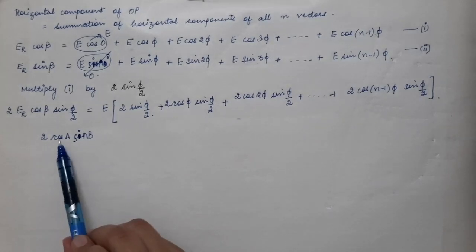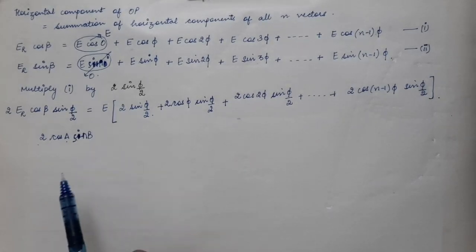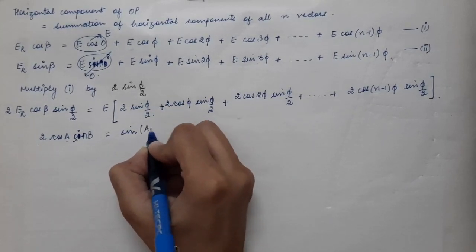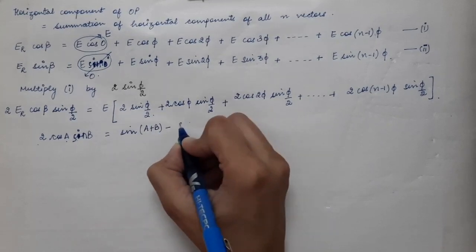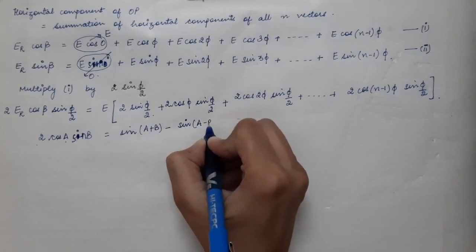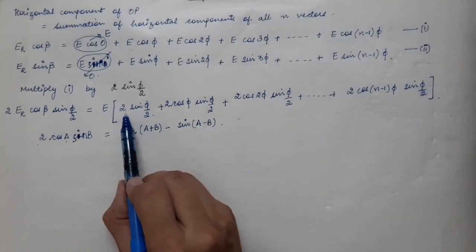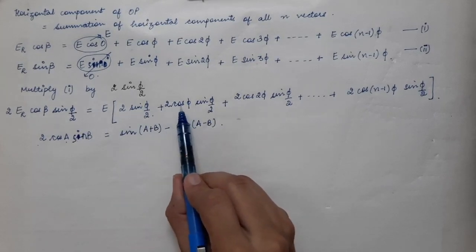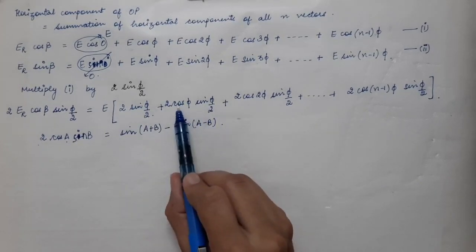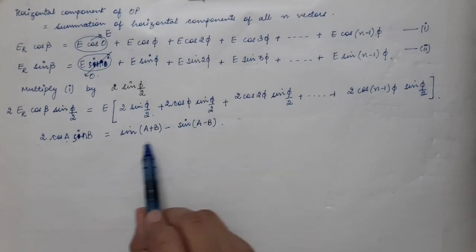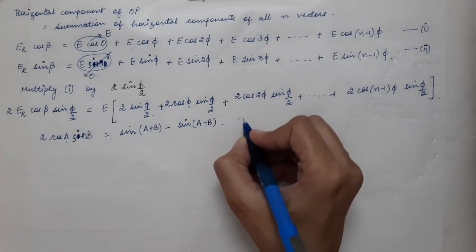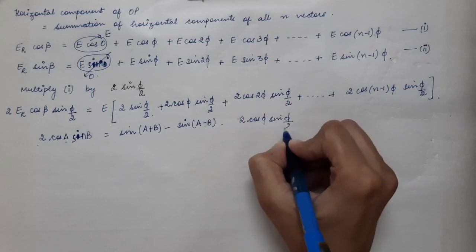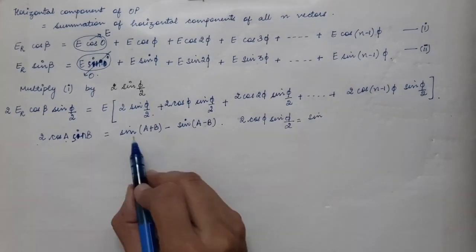So we will use the formula of twice of cos A into sine B, and that is nothing but equal to sine of A plus B minus sine of A minus B. So the first term is nothing but twice of sine phi by 2. It will remain as it is. Now we will simplify twice of cos phi into sine phi by 2. So it will be 2 cos A sine B. So we will use this formula. So twice of cos phi into sine phi by 2, that will be equal to sine of A plus B.